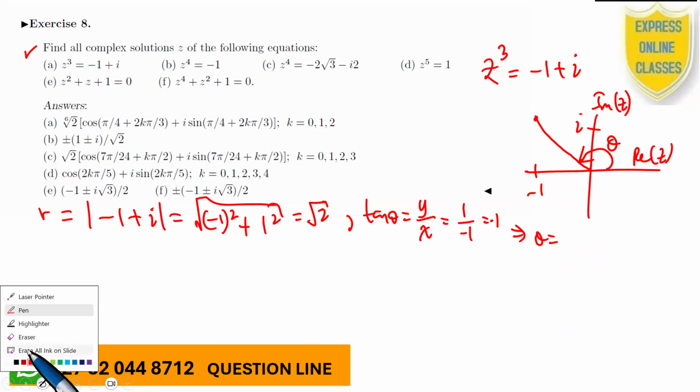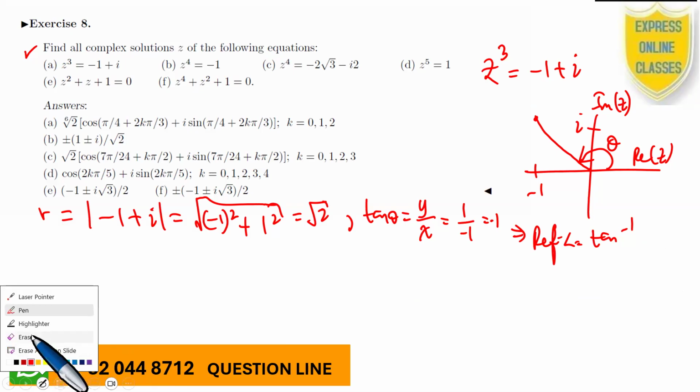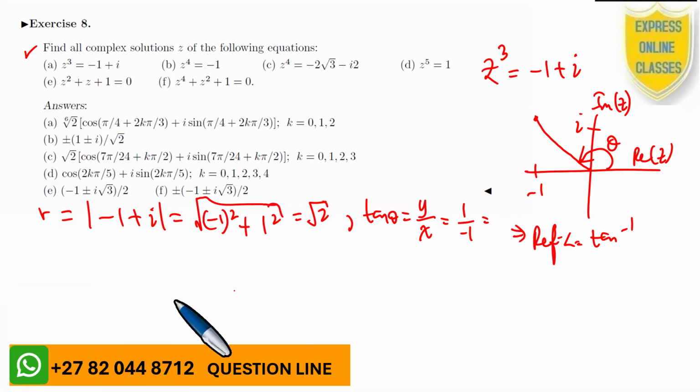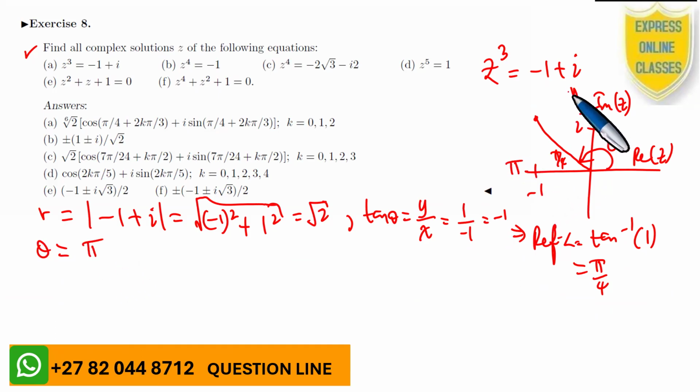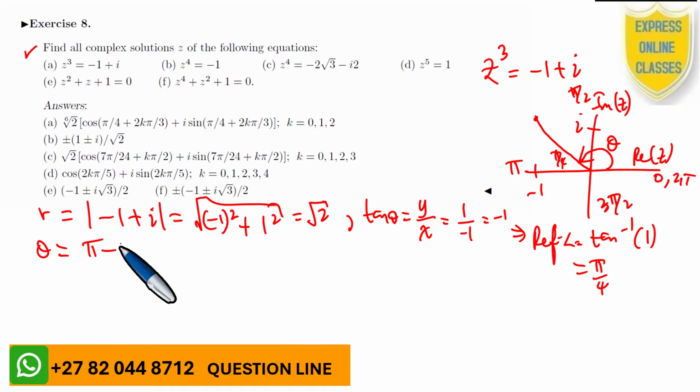So now there's something called a reference angle. So reference angle is going to be arctan. Note that here it's minus 1, and then arctan gives pi over 4 radians. But we're interested in the angle theta. So the angle theta is going to be pi minus pi over 4, because this is pi and this is pi over 2, and this one is 0 to pi radians, and this is 3 pi over 2. Which is 3 pi over 4.